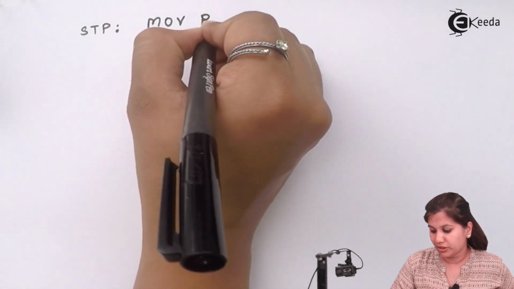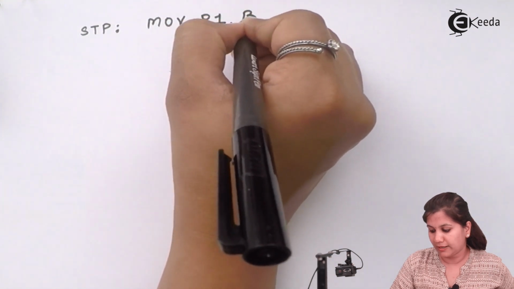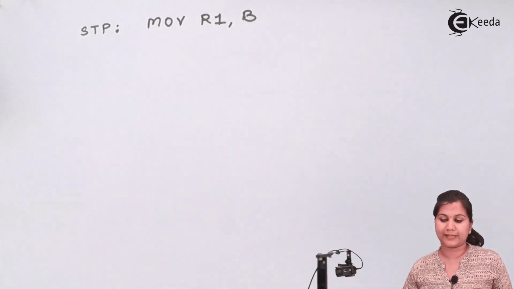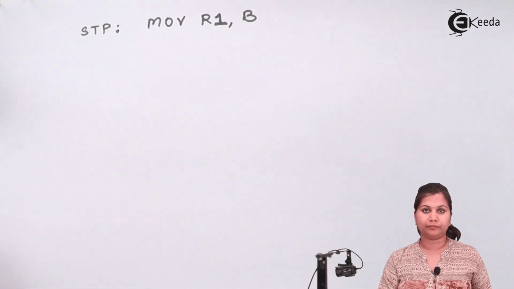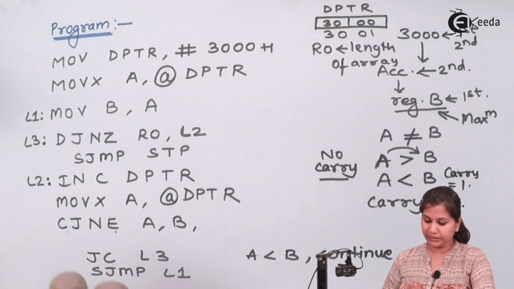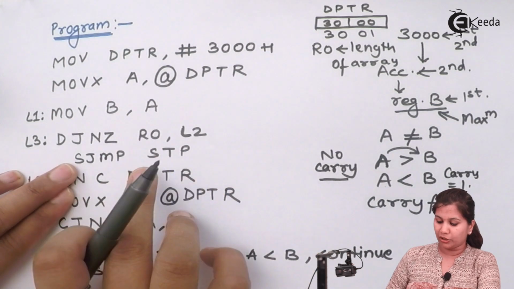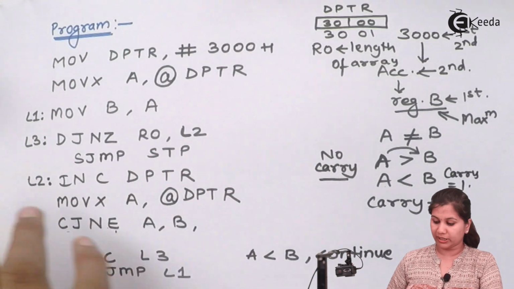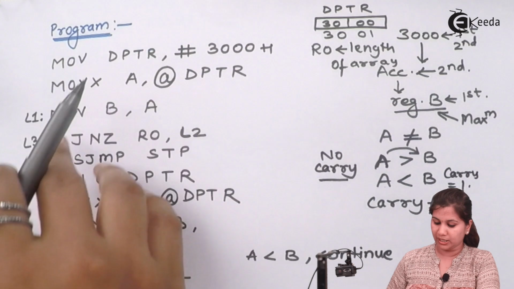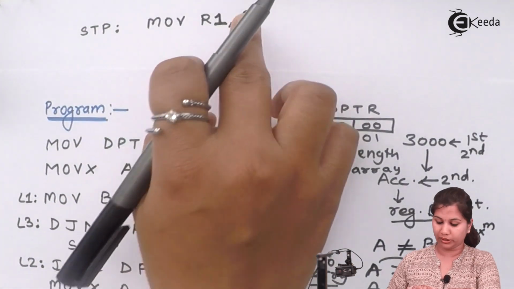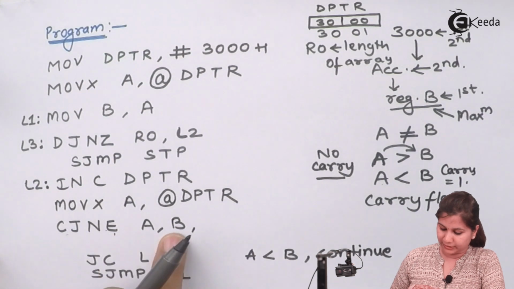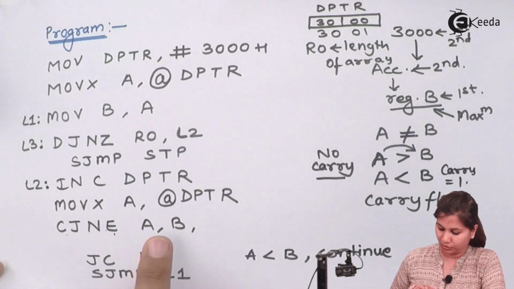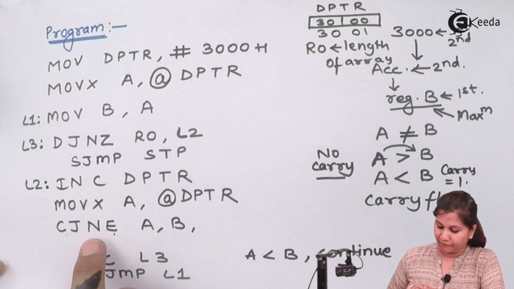And move in register R1 we want our result, and in register B we are having the maximum number, so the maximum number will now come into R1. So when all the numbers are being compared, then you just have to store the result, so just jump to this last step.